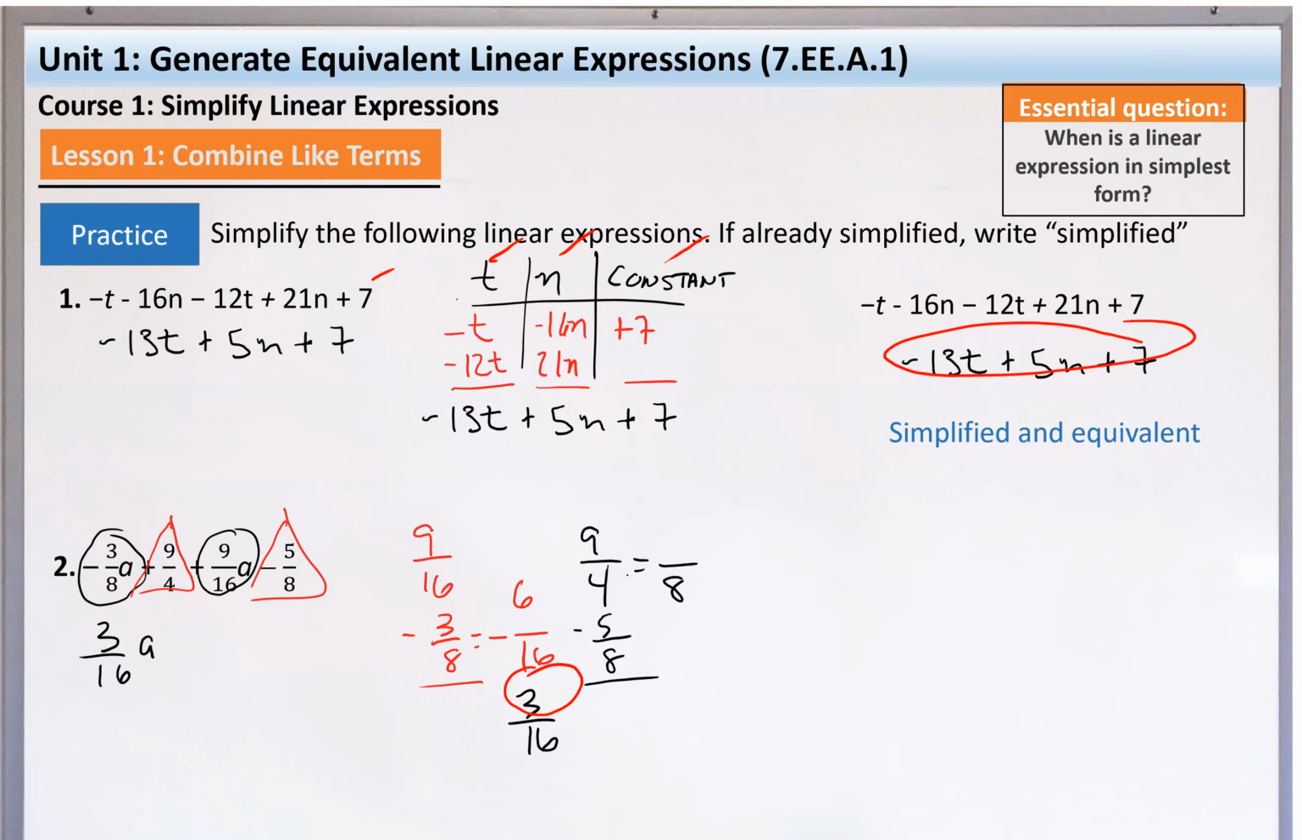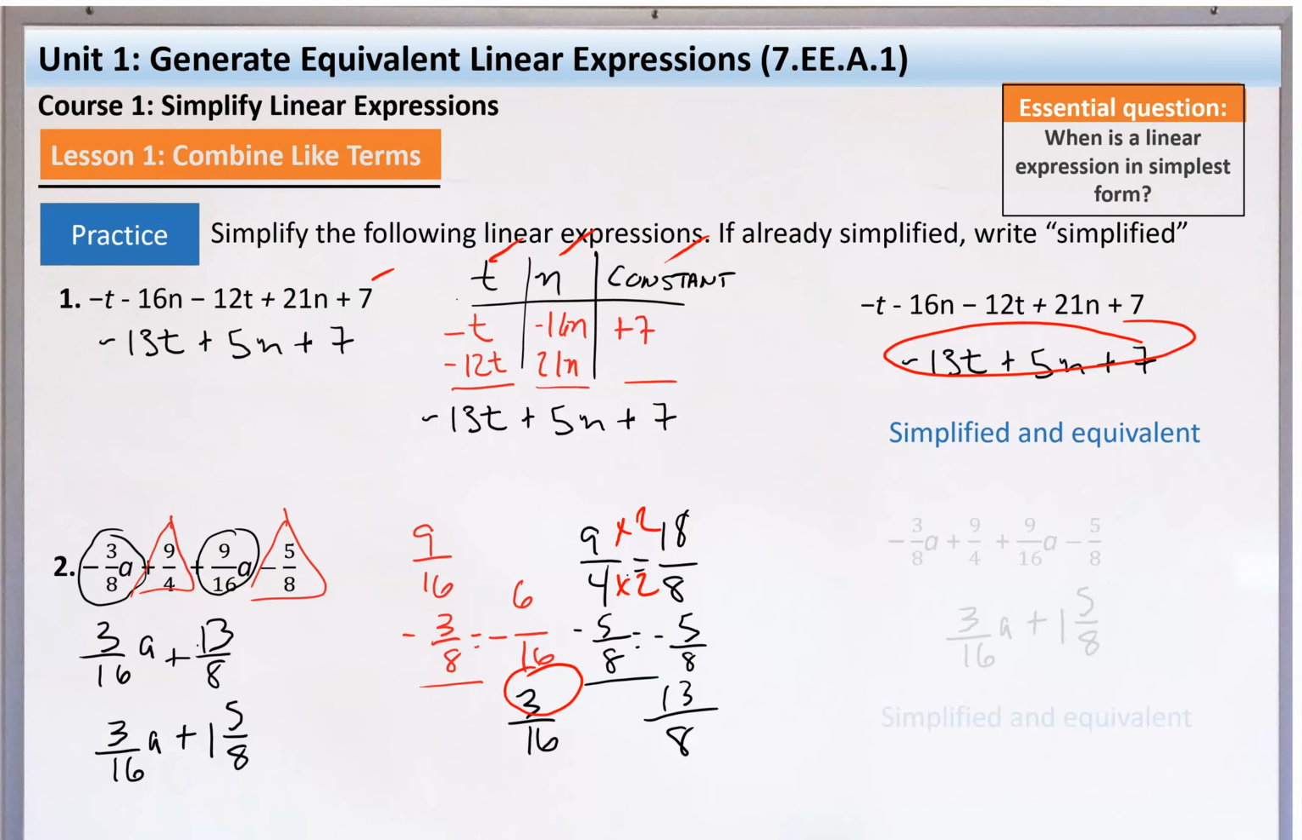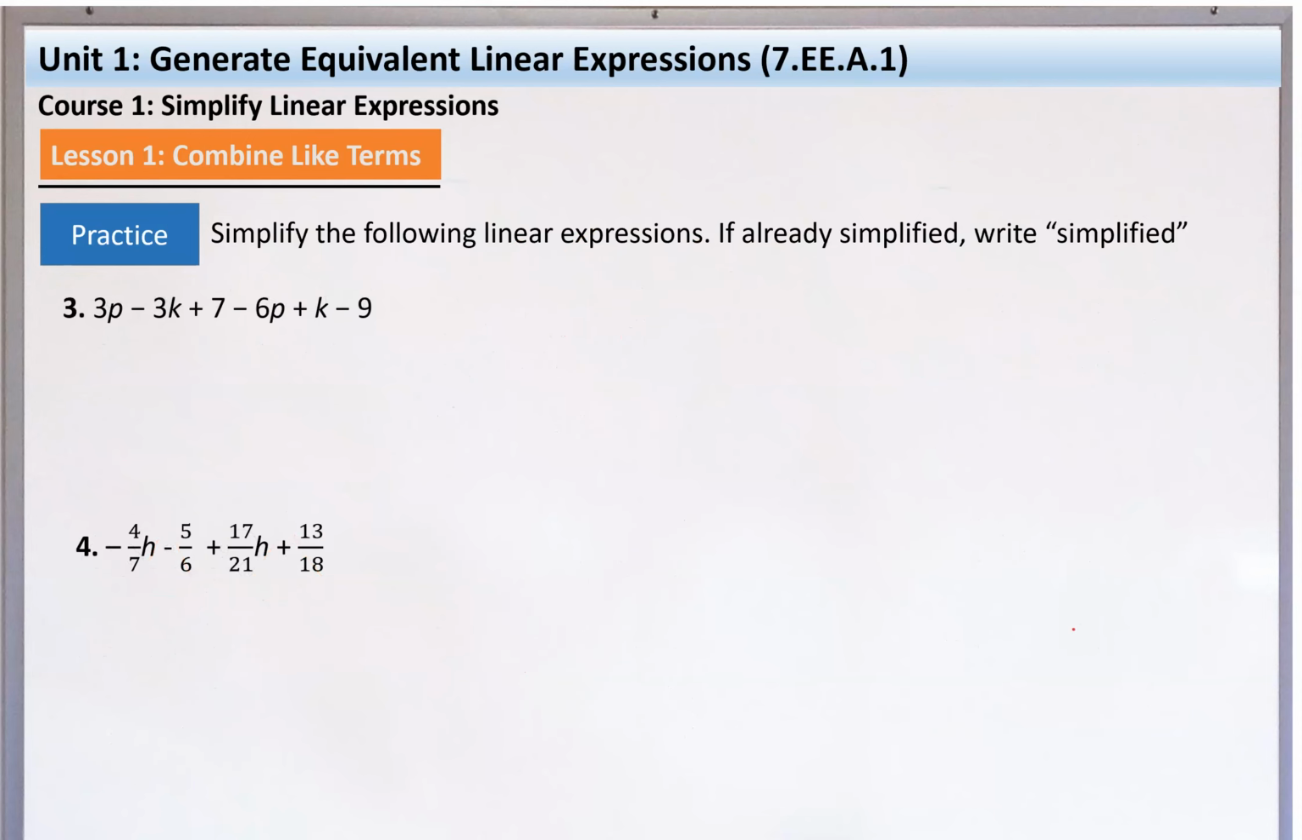I combine 9/4 and negative 5/8. Common denominator, 8. 9/4 is equivalent to 18/8. 18/8 minus 5/8 is 13/8. We'll go ahead and convert that to an improper fraction, a mixed number. Again, I simplified the expression, and they are equivalent. I simplified it by combining like terms. Should be able to squeeze one more in here.